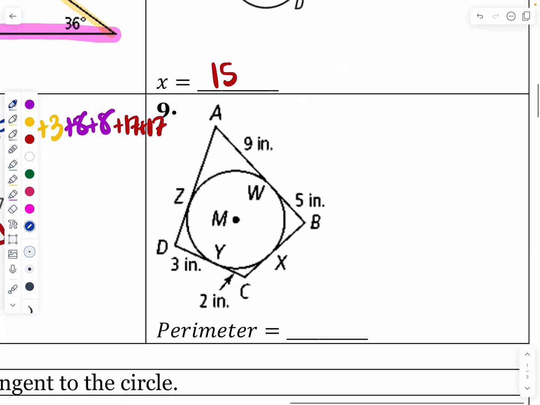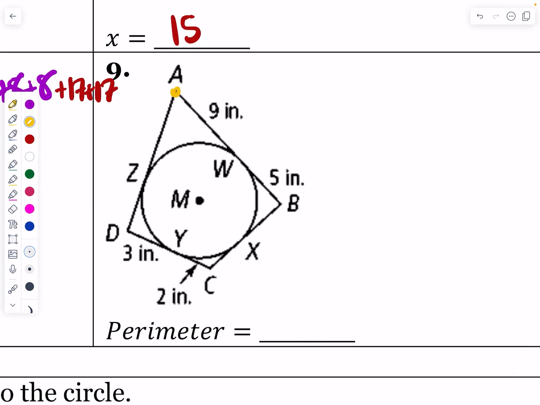All right, number 9 is very similar to our previous problem. So I'm going to color code A to W as a tangent line. So A to Z should be the same length. It's also going to be 9. Z to D is going to be the same length as D to Y, so both of those are going to be 3. Y to C is 2, so C to X should also be 2.